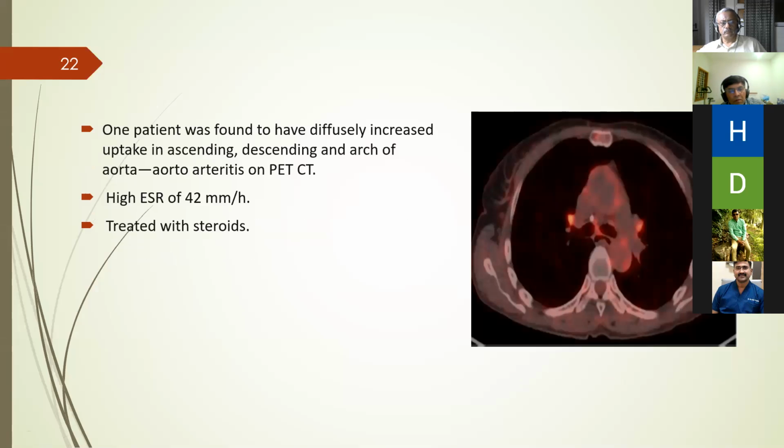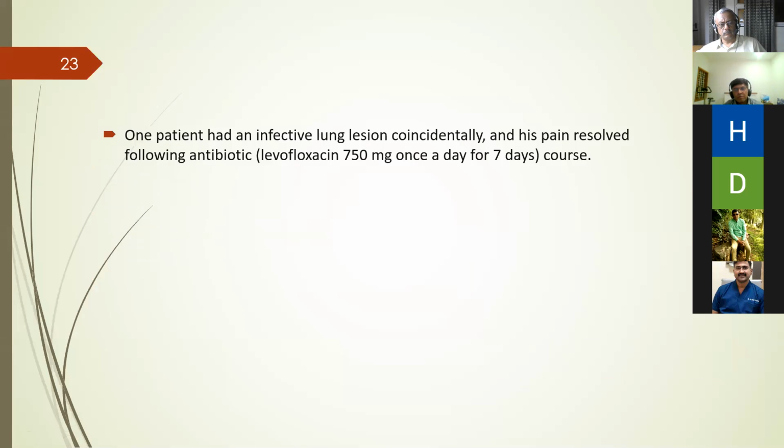One more patient had diffusely increased uptake of the ascending and descending arch of the aorta, suggesting aortoarteritis, with a high ESR, and the patient's pain was relieved on treating with steroids. And one more patient had infective lung lesions coincidentally, and the pain was relieved after treating with antibiotics.